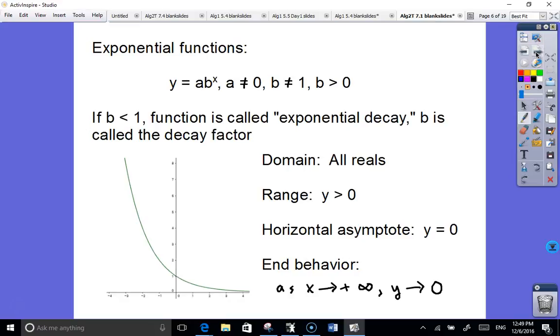Okay, if the b is less than 1, that's called exponential decay. And in that case, b is called the decay factor.